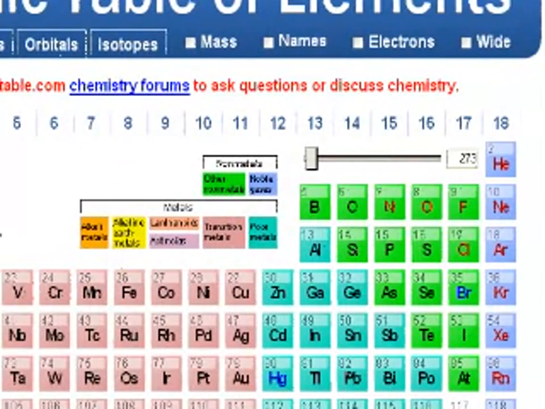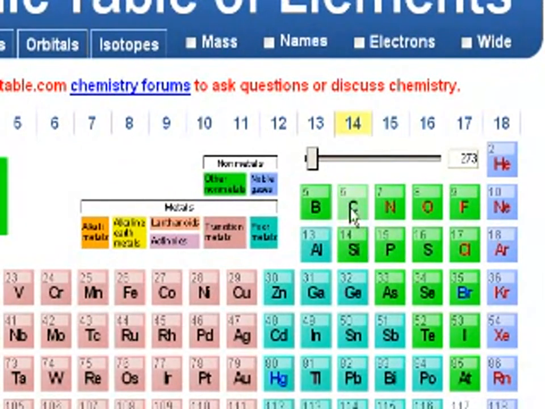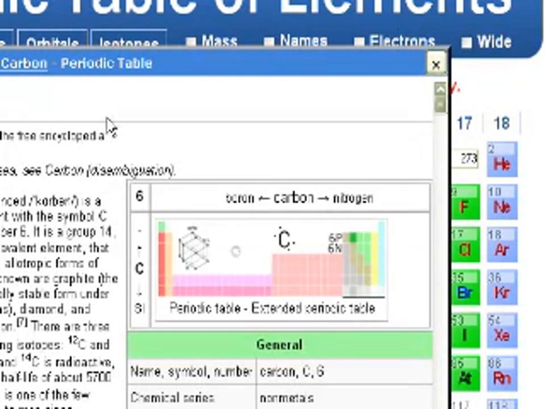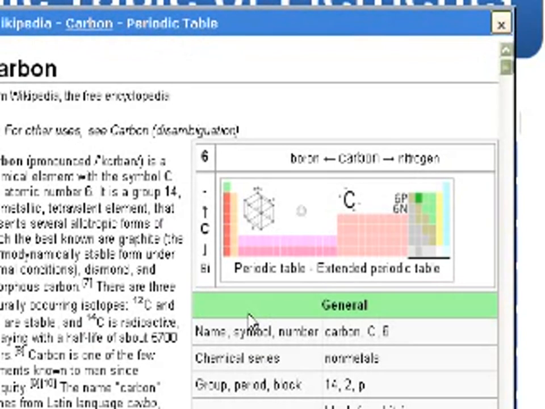So if we go to carbon, which is right here, we see that its atomic number is 6, and that's the number of protons it has. But let's see if I can zoom in on carbon. Oh, there you go. That's pretty neat. So the atomic mass number is the mass of the entire atom.